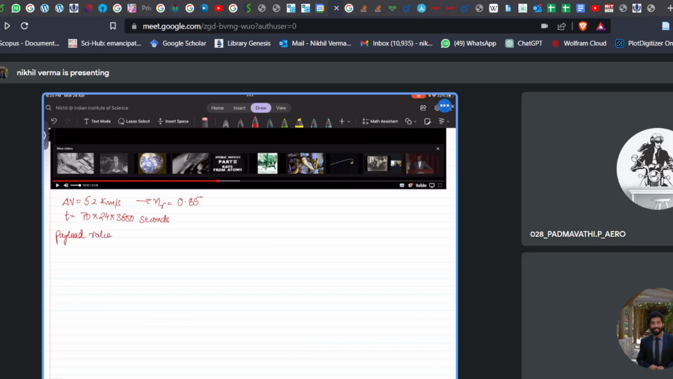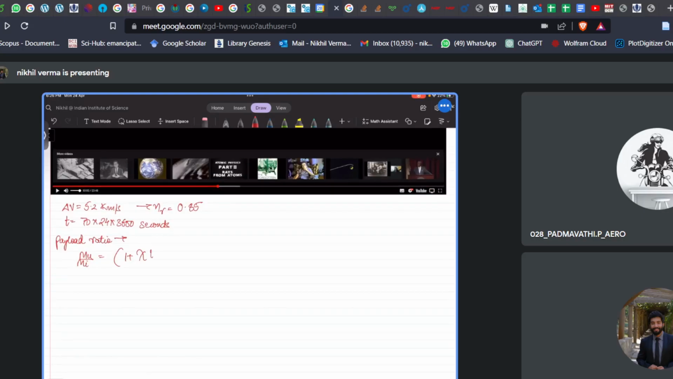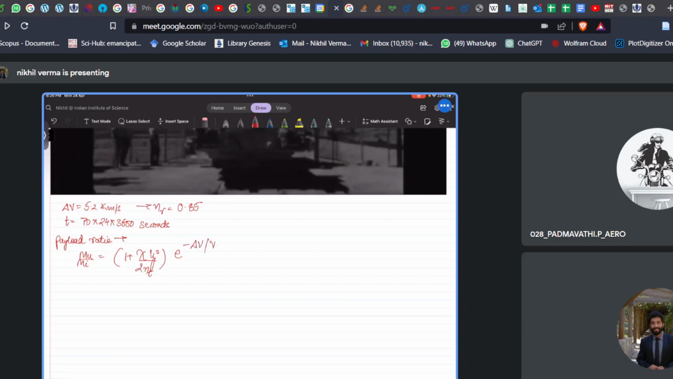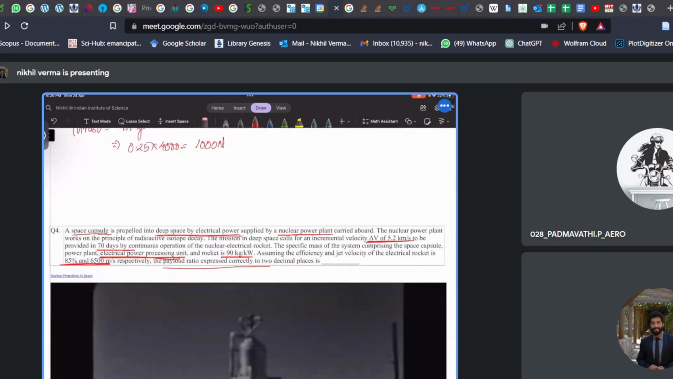ratio. Okay, for an electric rocket, the payload ratio is given as mu by mi, which is equal to 1 by psi Vj square by 2 eta, delta V by Vj minus delta V by Vj square by 2 eta t. Okay.